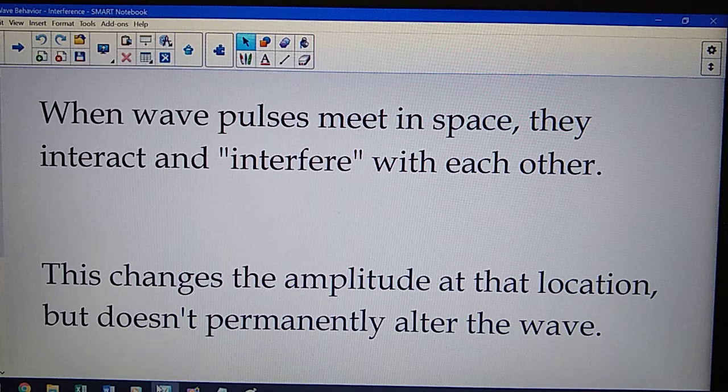So when waves interfere, they can change the amplitude of the pulse of the wave at that location, but overall they don't permanently alter the wave. Once the interference is done with, the wave returns back to normal.